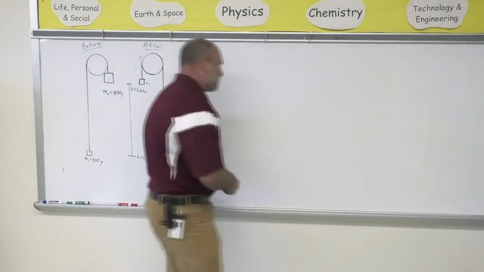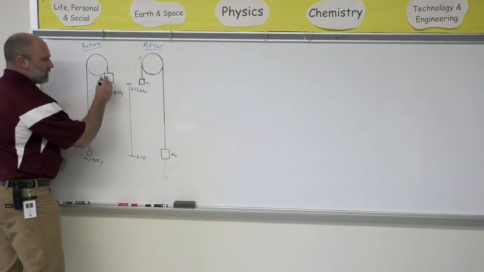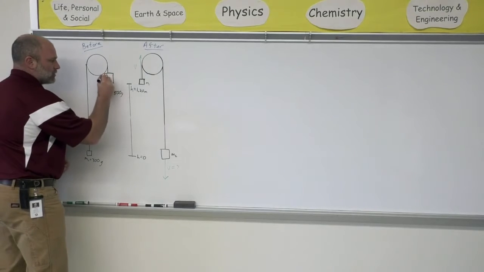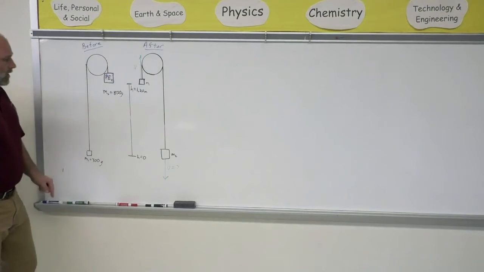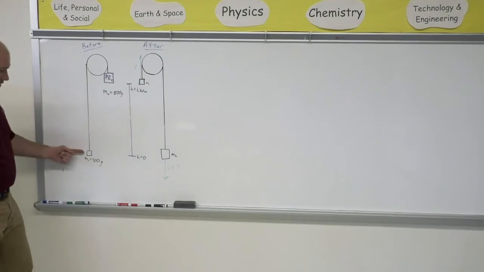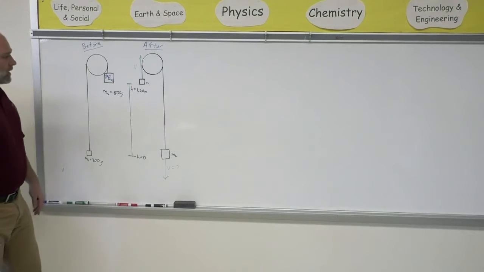Let's take a look. Before, nothing is moving, so there's no kinetic energy. This object has potential energy. I'm going to call that object 2. And that's it. This one here is sitting on the ground, or what we call 0. It has no potential energy.